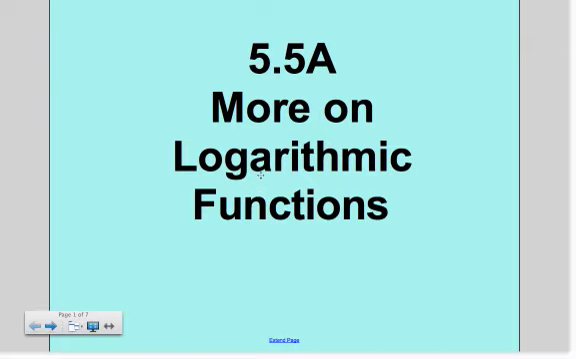Now quickly, this is actually more on logarithmic functions. The actual title to this section, it's an appendix, an extra section, is logarithmic functions to other bases, but really this is a little bit more of the same stuff that we're doing, but we just want to do a few more problems. Okay?